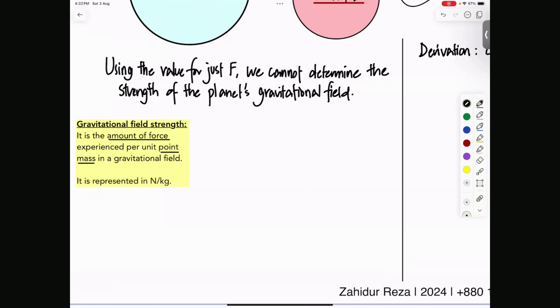So gravitational field strength G, right? Based on the definition, what could the equation be? Can you reverse engineer the process? What should the formula be? It's the amount of force per unit mass, right? How would you write this in the form of an equation? What do you guys think?